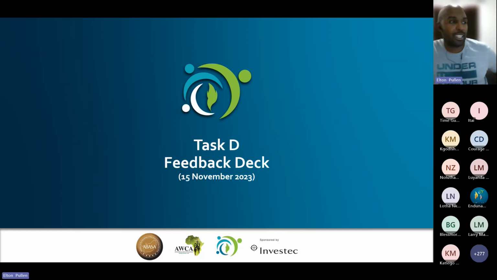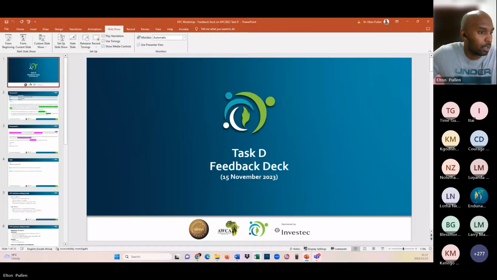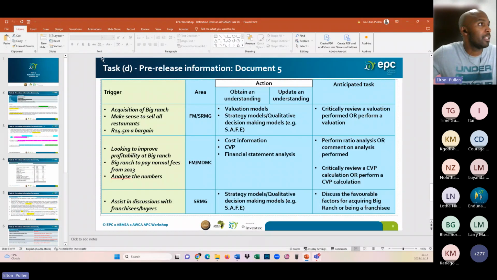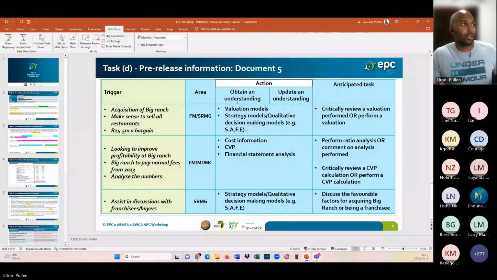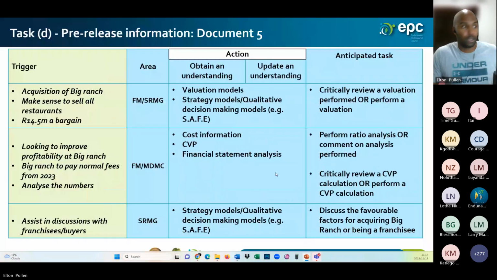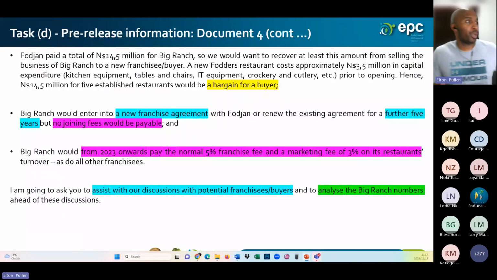All right, so task D, everyone. I don't know if you guys had a chance to look at the reflection deck where we looked at the PRI. Let's just look at what was triggered in the pre-release. You would have seen in the steps I suggested for approaching the pre-release that step one is to get the triggers, and then we link those triggers back to the math topics.